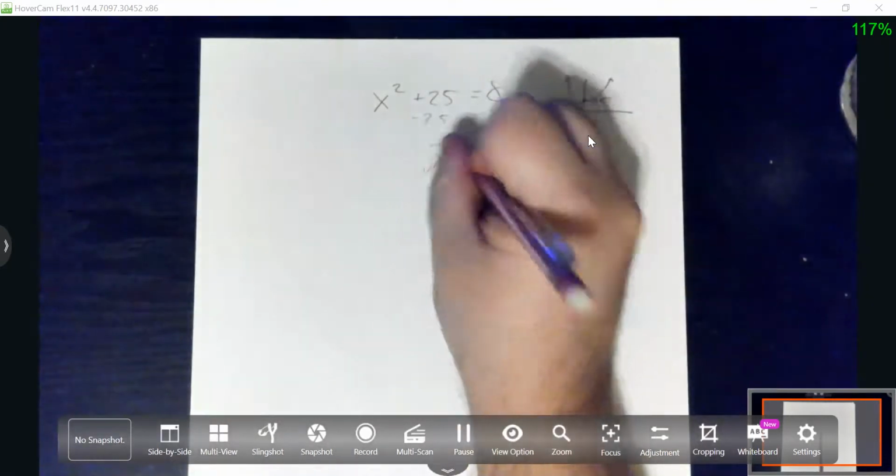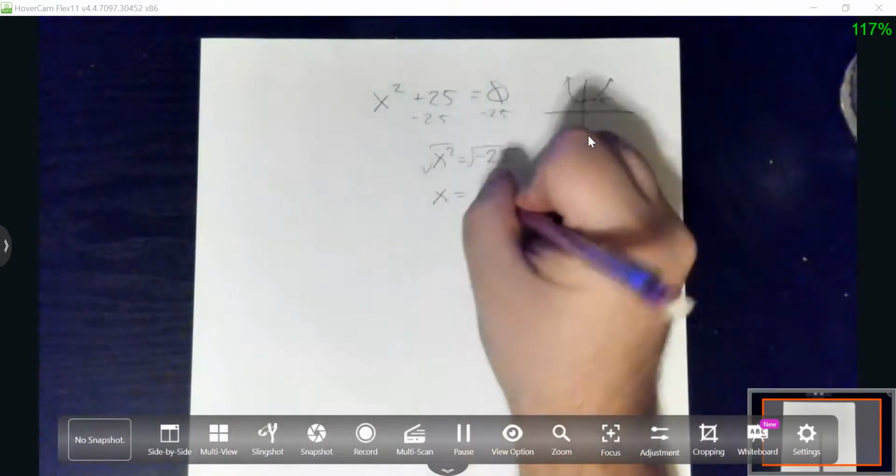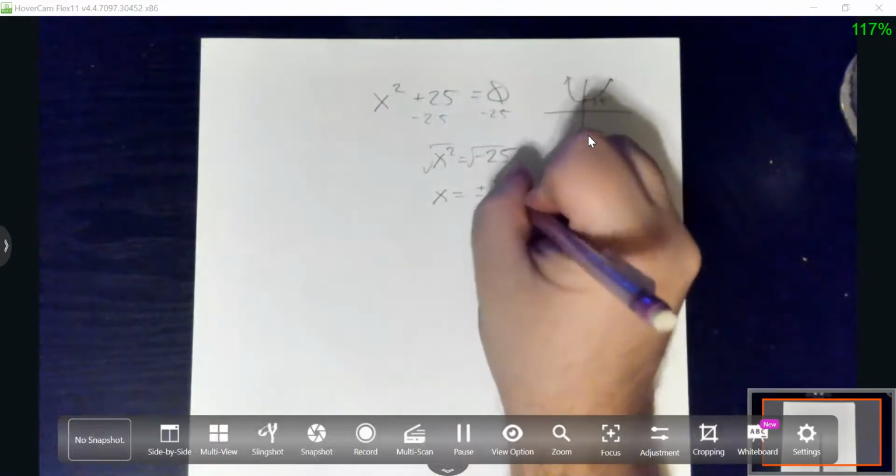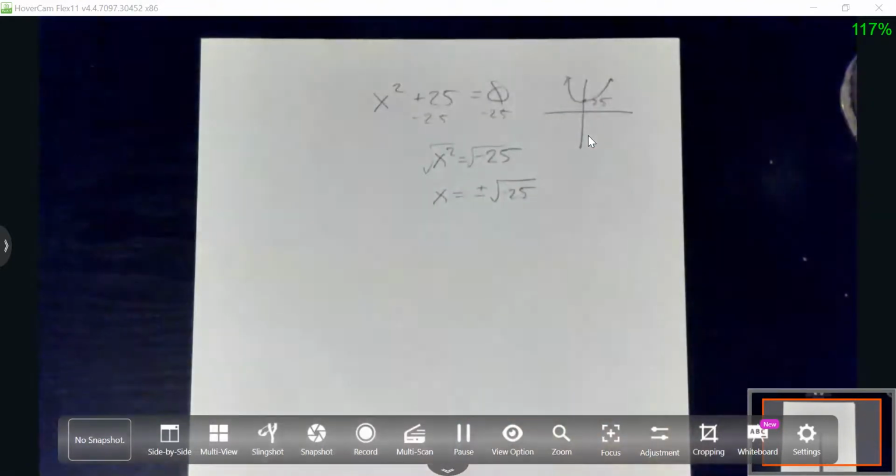Take the square root of both sides, and we get x equals plus or minus the square root of negative 25. And this presented a problem. Dump it into the calculator, you get an error, it doesn't like it. Teachers before said, oh, you can't take a square root of a negative, so we're done. The problem is that we actually can.